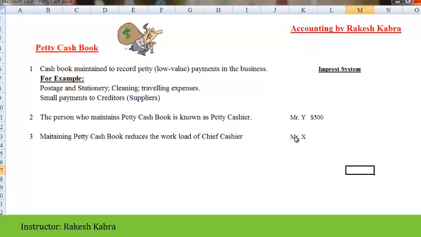Again I am explaining. Suppose in our business, Mr. X is the chief cashier and Mr. Y is the petty cashier. Now what did Mr. X do? He gave $500 to Mr. Y at the beginning date of the month. Now after getting this $500, what will Mr. Y do? With the help of this $500, Mr. Y will meet all the petty payments in the business in that particular month.